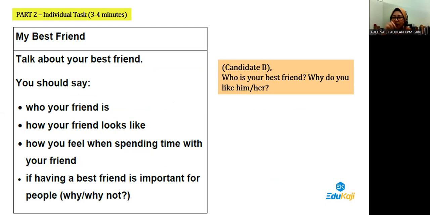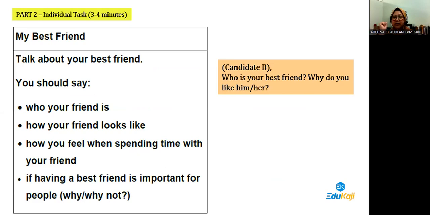But the difference would be in the individual task for part two, where for the second set, you can see that the question is a little bit easier. You'll be talking about your best friend. You have to name your best friend and how your friend looks. How your friend looks depends on how you want to describe your friend. If you want to say that my friend looks very friendly, my friend is tall, dark and handsome, this is just a very simple description of your friend.